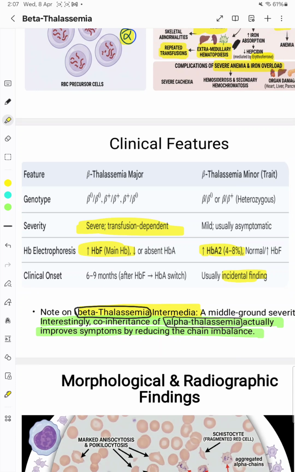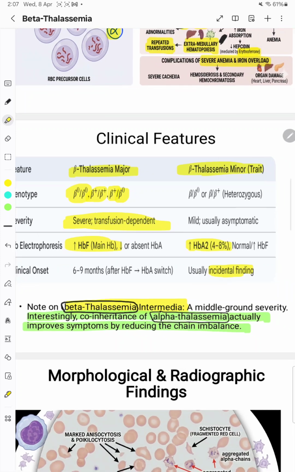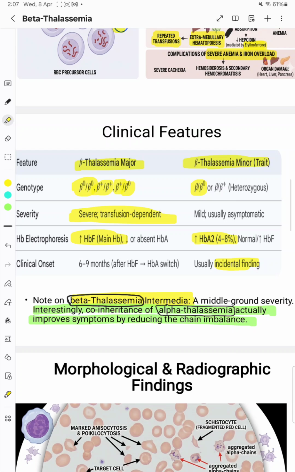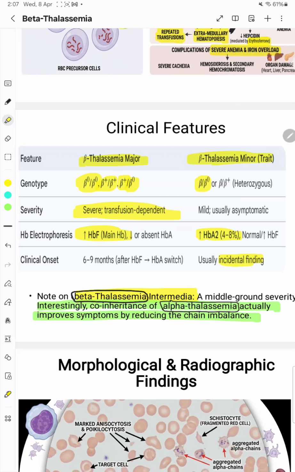Now we have two types of beta thalassemia to discuss: beta thalassemia major and beta thalassemia minor or trait. Genotype of beta thalassemia major is homozygous beta 0 or homozygous beta plus, or double heterozygous beta plus or beta 0. In beta thalassemia minor, one beta globin gene is normal and the other can be deficient or completely absent: beta 0 or beta plus heterozygous.